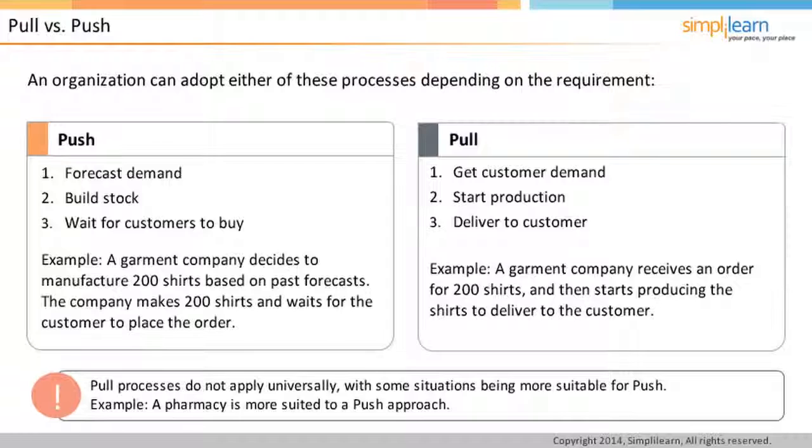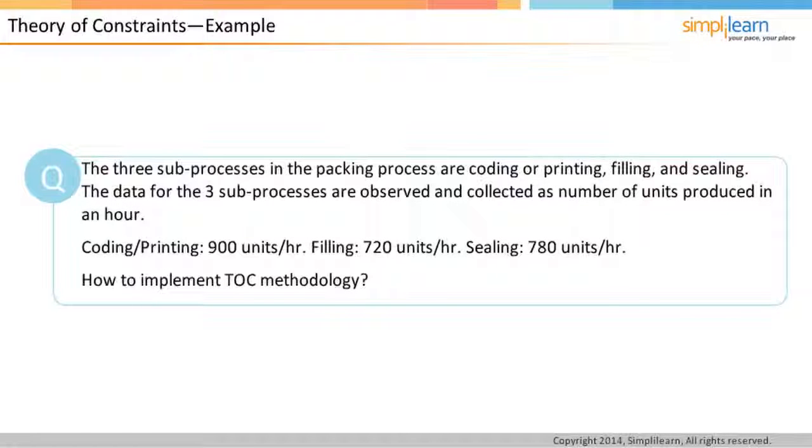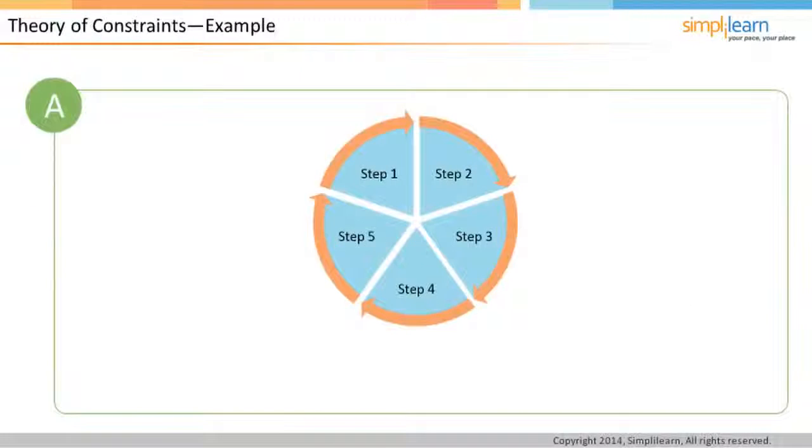Let us look at an example for the TOC methodology in this screen. The three sub-processes in the packing process are coding or printing, filling, and sealing. The data for the three sub-processes are observed and collected as number of units produced in an hour. The data is as follows. Coding or printing is 900 units per hour. Filling is 720 units per hour, and sealing is 780 units per hour. How can you implement the TOC methodology in this example? Let us build the TOC map for this example.